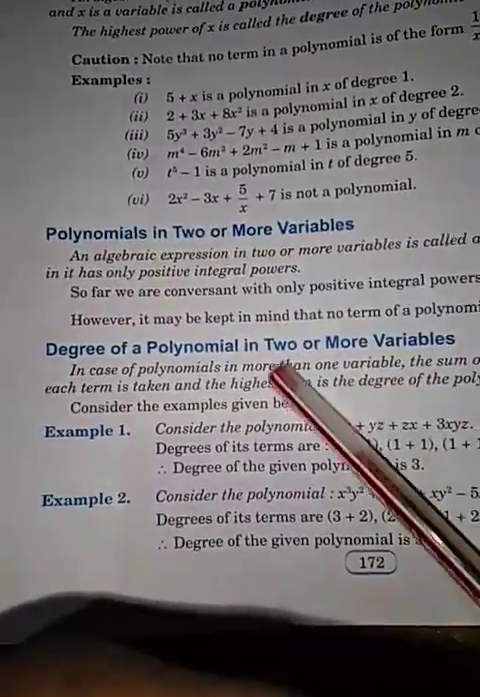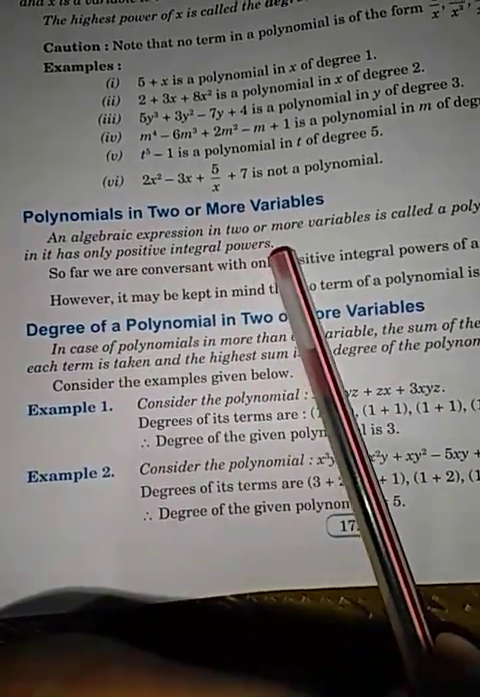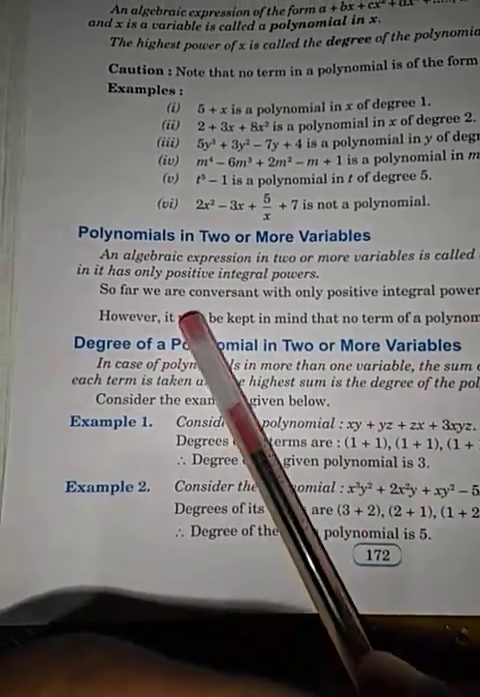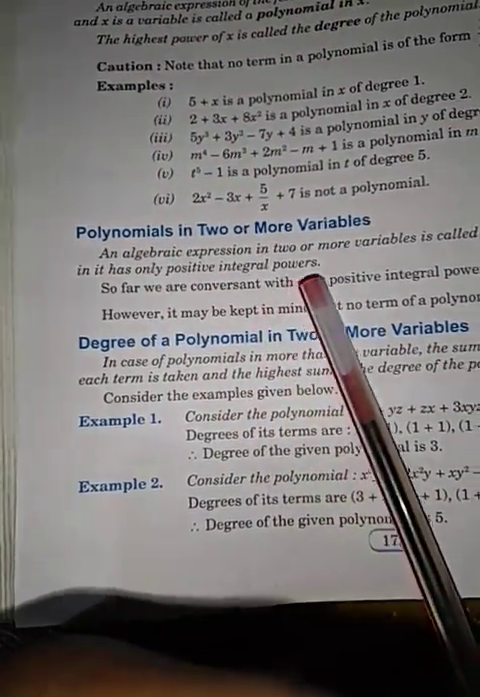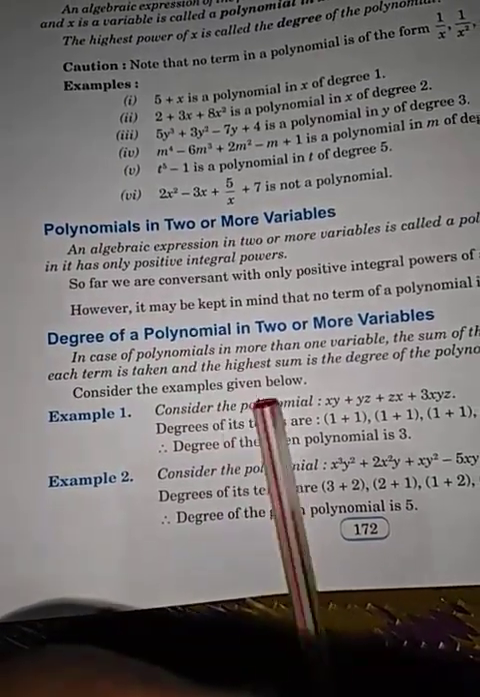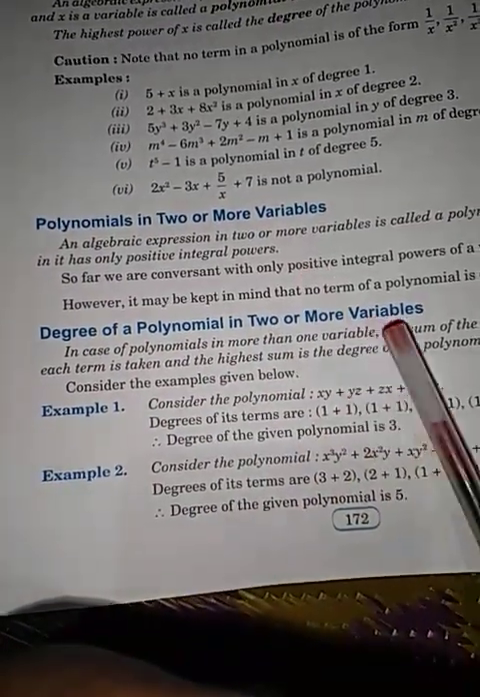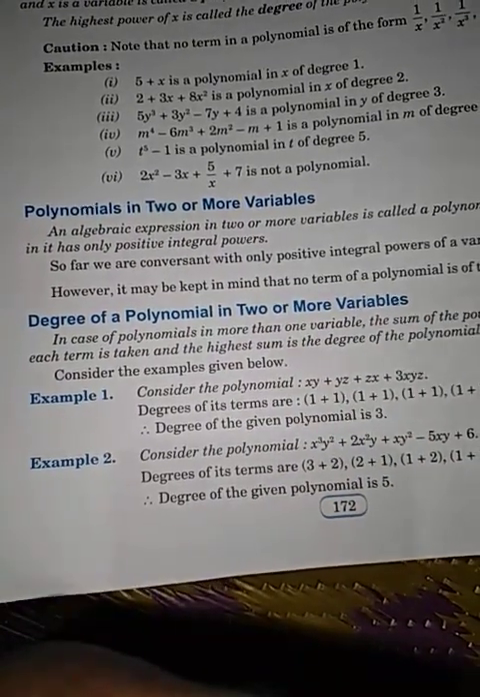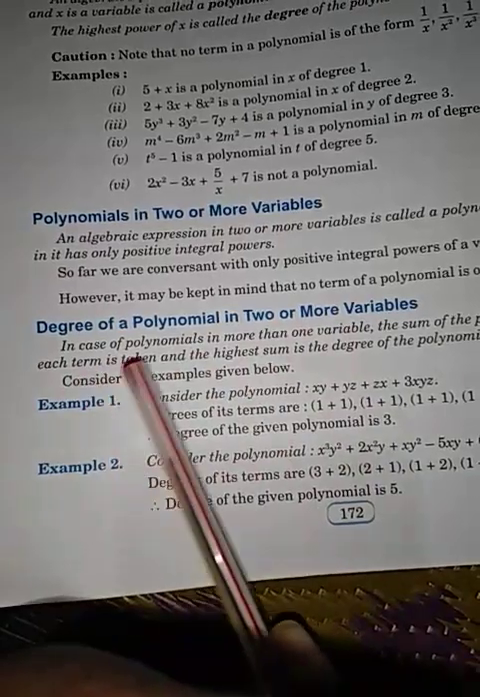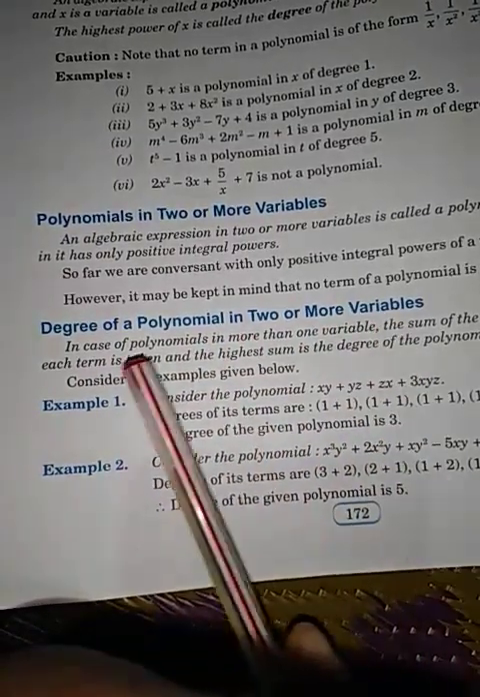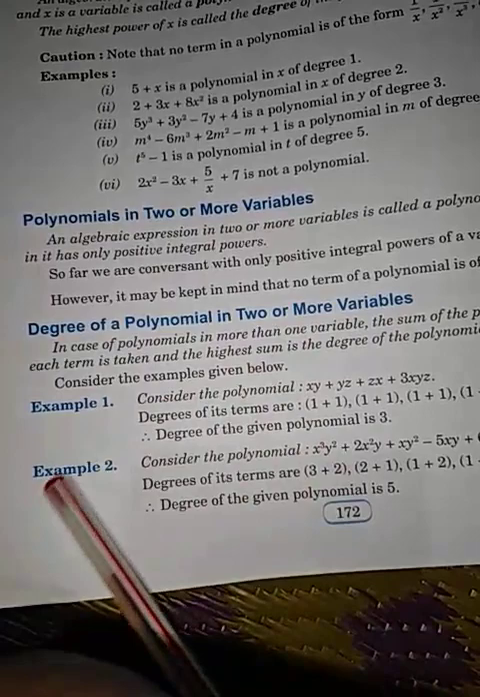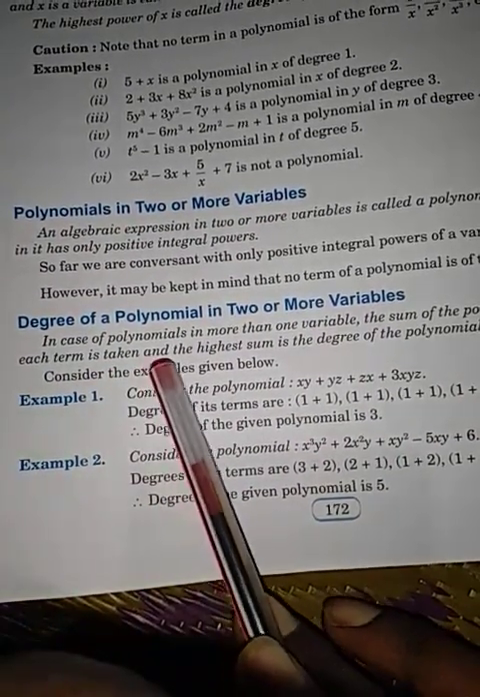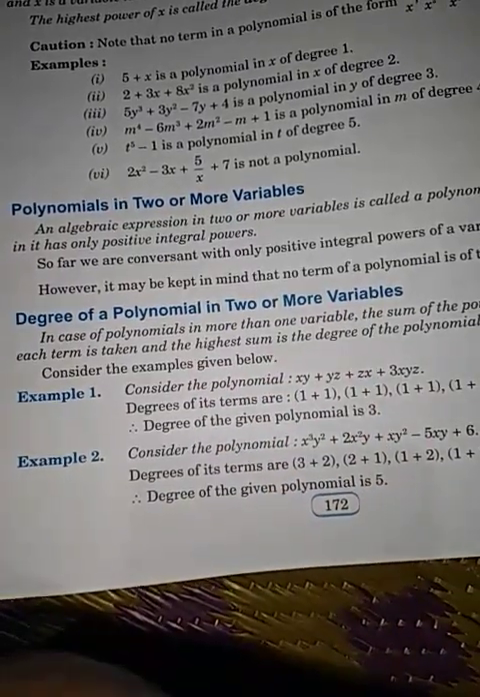Now polynomials in two or more variables. An algebraic expression in two or more variables is called a polynomial if every variable in it has only positive integral power. No term of a polynomial is of the form 1 by x, 1 by x square, y by x, etc. Degree of a polynomial in two or more variables: in the case of a polynomial in more than one variable, the sum of the powers of the variables in each term is taken, and the highest sum is the degree of the polynomial.